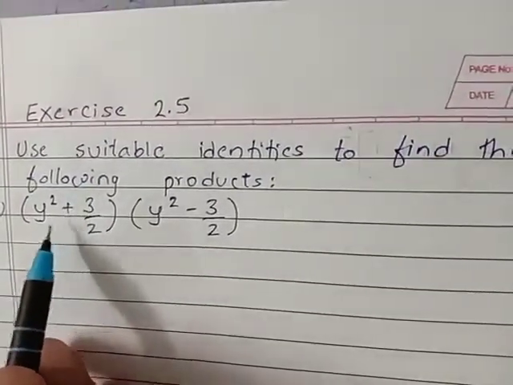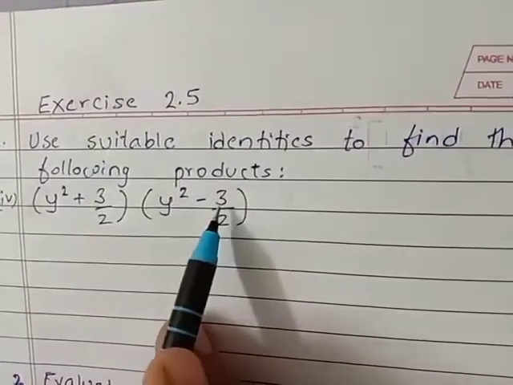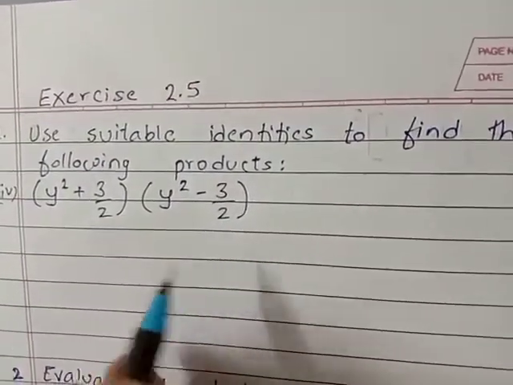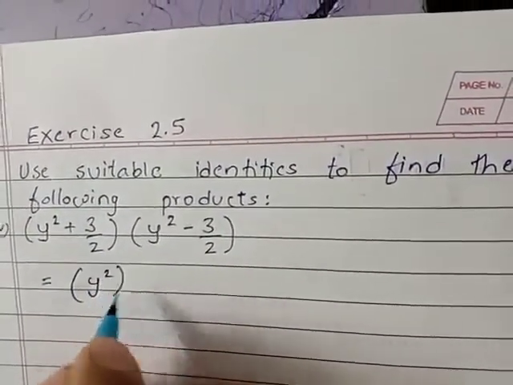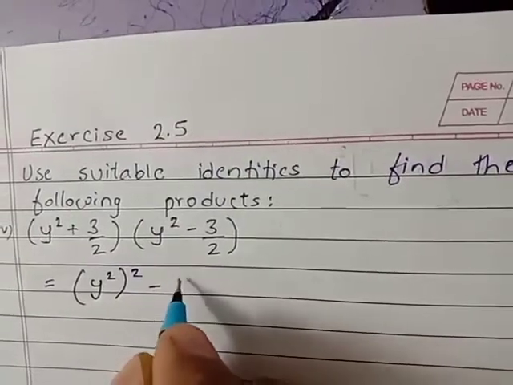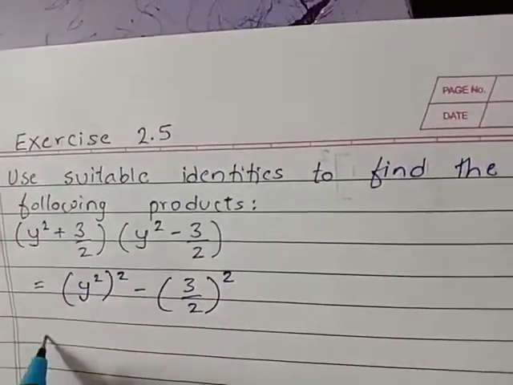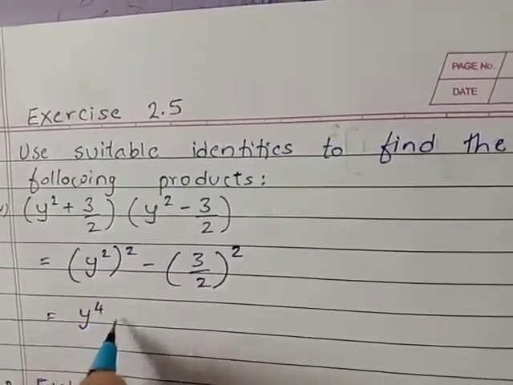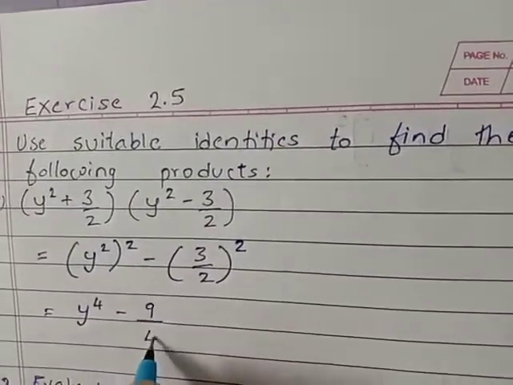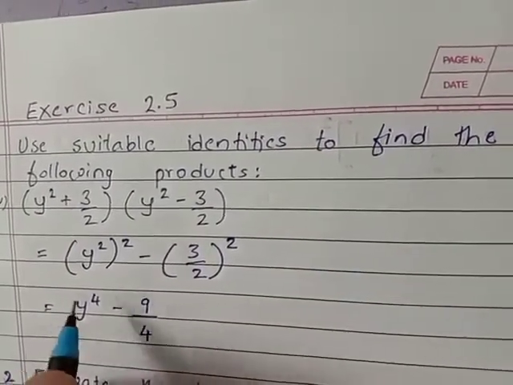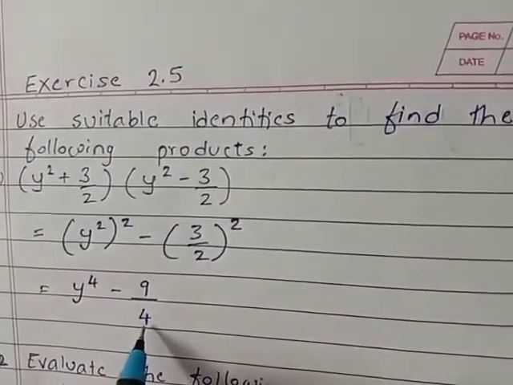Here, what is a? Here a is y square, and what is b? It is 3 by 2. So how will you write this? You will write this as a square minus b square. Now if you open the bracket, this will be y raised to 4 minus 3 square is 9 and 2 square is 4. So the answer is y raised to 4 minus 9 divided by 4.